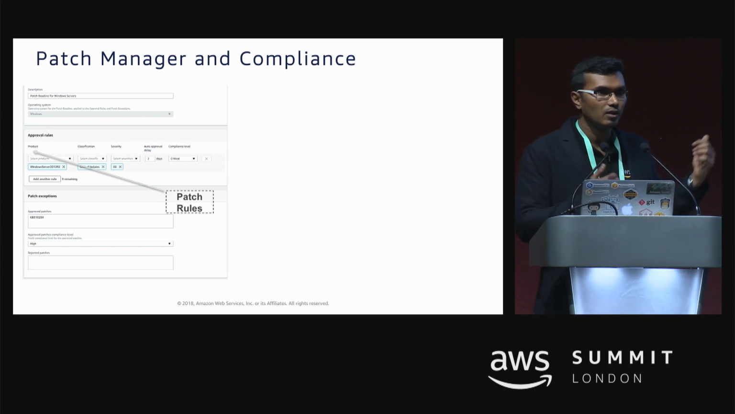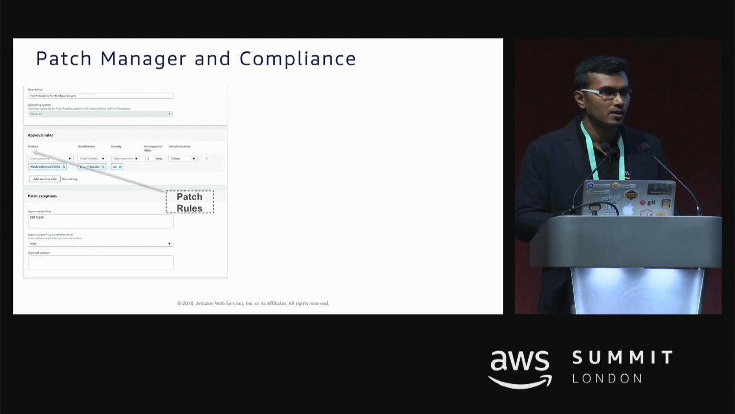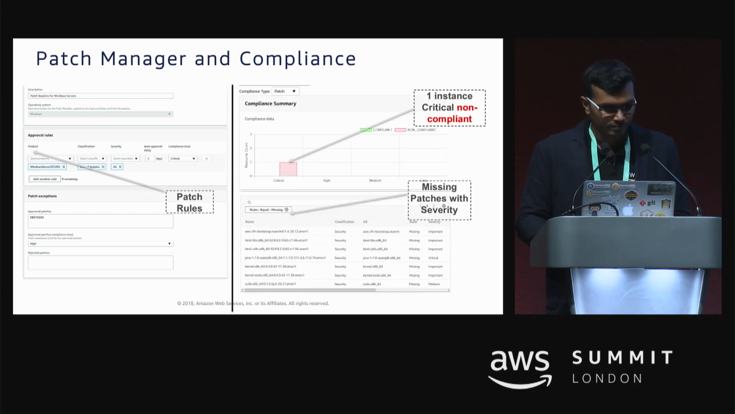So you can define how long it has to wait before it's applied to your systems. And you can also define patch exceptions. So even though a patch has matched the rules, certain patches might have a dependency on other components, and you don't want to go ahead and install them. So you can exclude those via the patch exceptions.